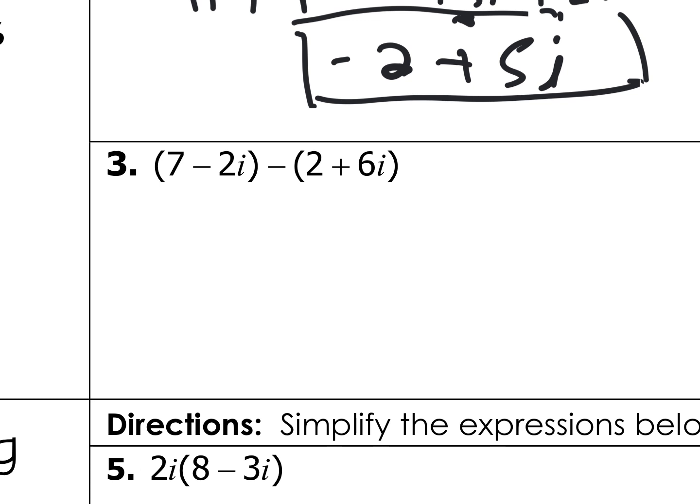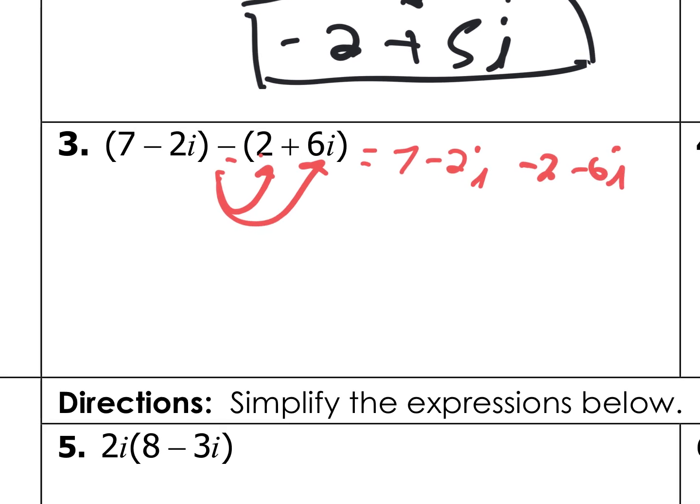What is this? What do I do when I'm saying this? What am I asking you to do? To make sure you distribute. So what it really turns into is a 7 minus 2i. Then I have a -2 minus 6i when I distributed. Your packet right there, ma'am. So 7 minus 2i, -2 minus 6i.